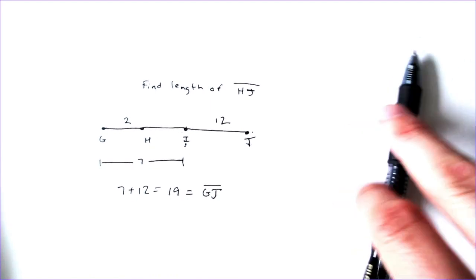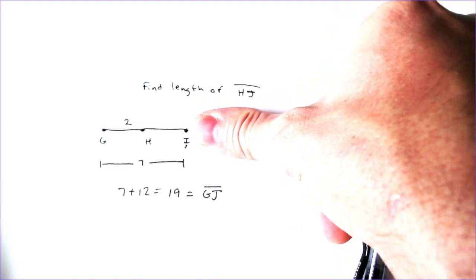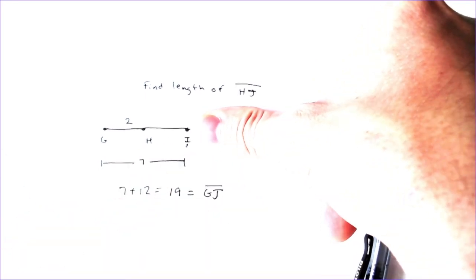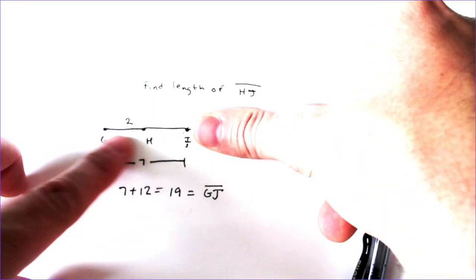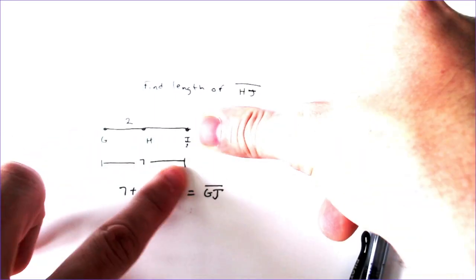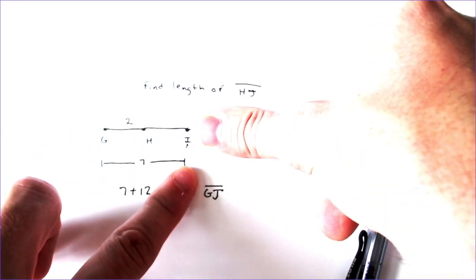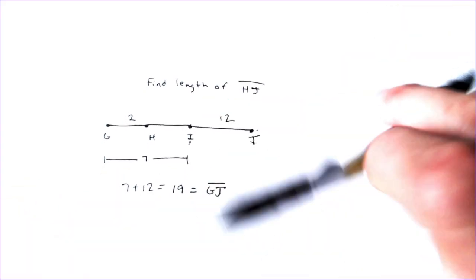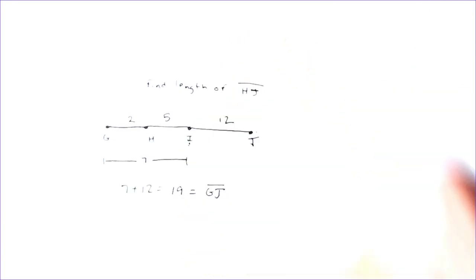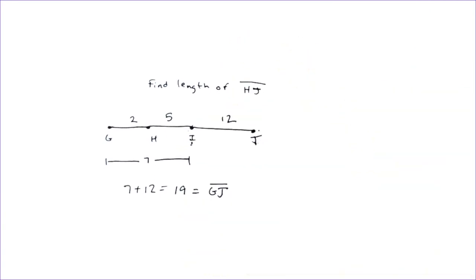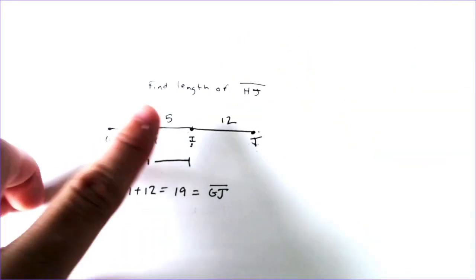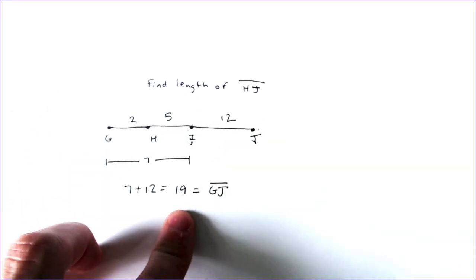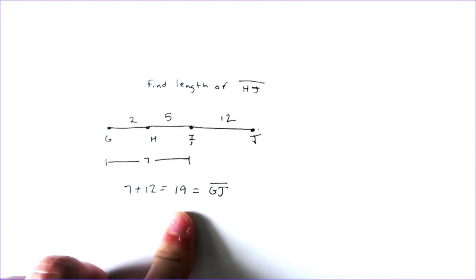The other thing we could have done is forgotten that was even there and just found the length of H to I. Well, H to I, if it's 2 right here and it's 7 from G all the way to I, we could deduce that HI must be 5. And then we could have added the 2 and the 5 and the 12 and still got 19. None of which is actually what we're expecting to find.